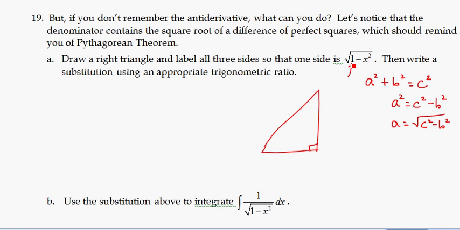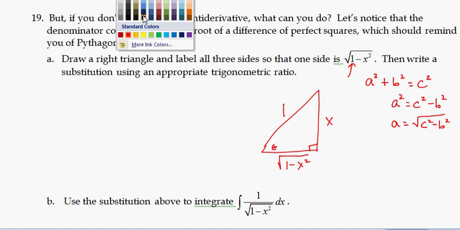So a would be the square root of c squared minus b squared. The point is that this 1 must be my hypotenuse squared. So my hypotenuse I'm going to label with a 1. And then my two sides are either going to be x or the square root of 1 minus x squared. How I choose them, if I want to choose x here and the square root here, that's fine. Or I can switch them, and that choice is really just going to come down to which trig ratio I'd like to work with.